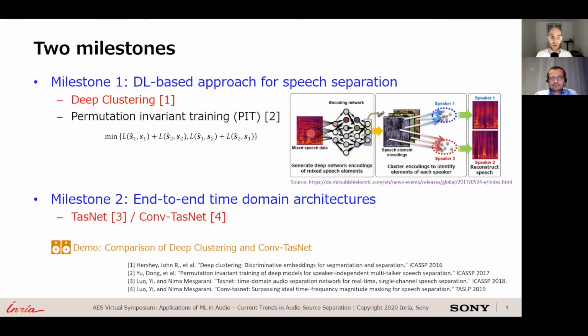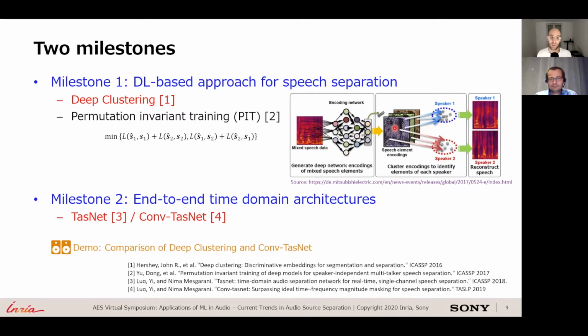So we identify 2 milestones. The first one is the deep learning approach for speech separation that includes solving the permutation problem. The first idea here was deep clustering, and the assumption in deep clustering, which is a time frequency approach, is that for each time frequency entry we assume that one source is dominant. The network is then trained to produce an embedding vector, so that a clustering step which comes after would then cluster the embedding space into binary masks.